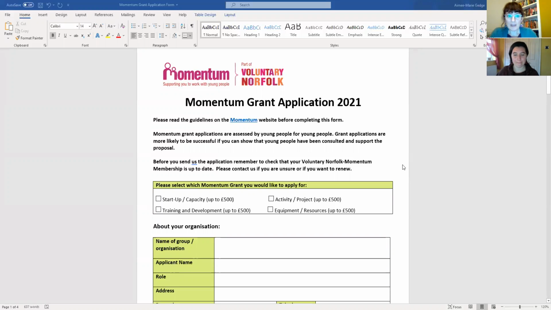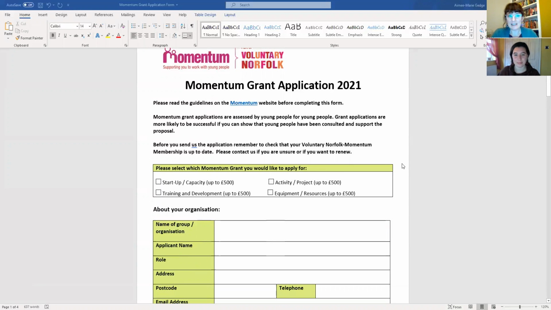I think the top thing that we've added, because some of you might have filled in grant applications before, is that we've changed the form a bit. One of the things we've put at the top is the fact that the grants are assessed by young people. So it'll actually be the young commissioners at your local YAB who'll look at the grant applications and make a decision. And I think it's really important to have that in mind when you're completing the form. So it has to be written in a way that a young person would understand, not too much jargon or technical language. Absolutely.